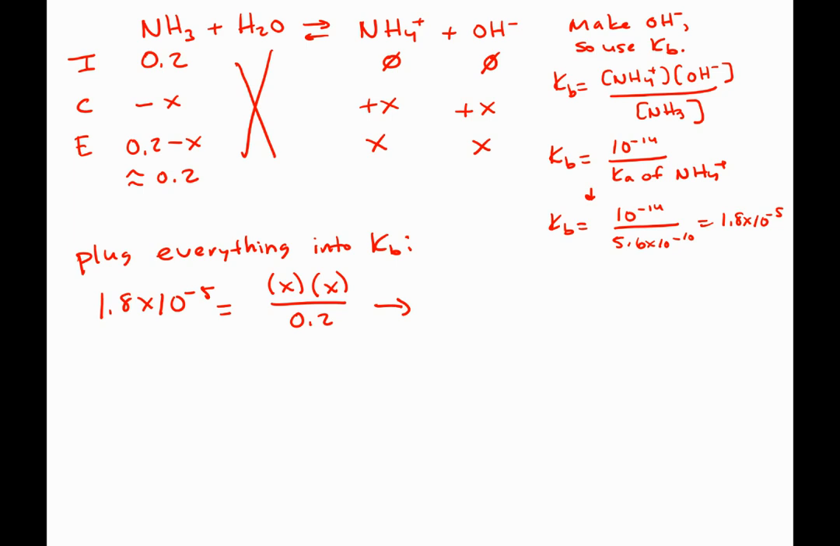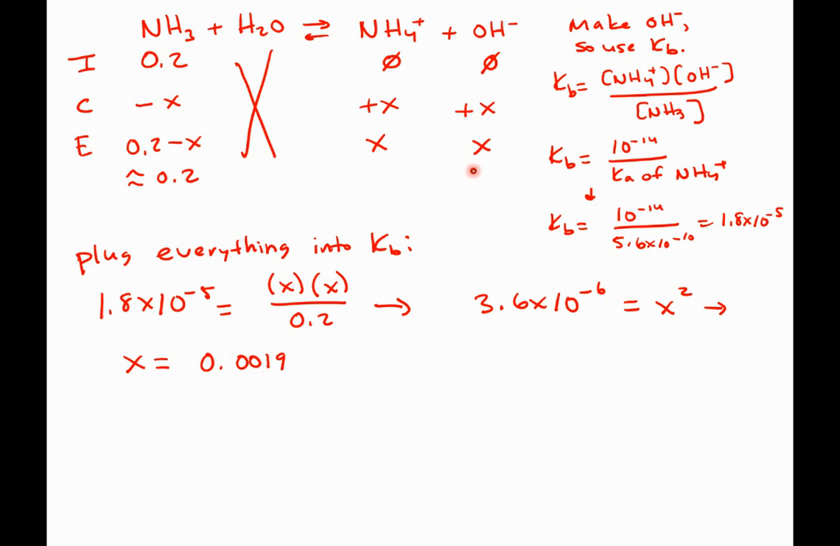Now, multiply both sides by the 0.2, and so you'll have on the left-hand side of the equation 3.6 times 10 to the minus 6 equal to the right-hand side of the equation, x times x, or x squared. To solve for x, take the square root of both sides of the equation and get that x is equal to 0.0019.